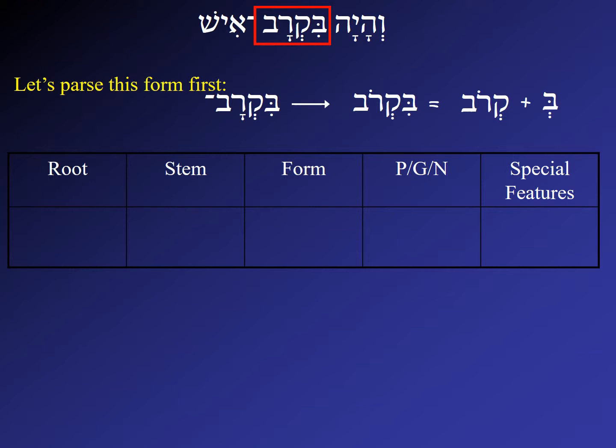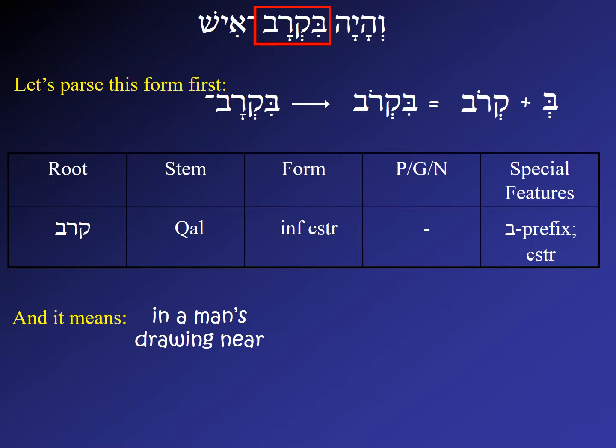So this now should look more familiar to us. This is the root karav, kal, infinitive construct, no person gender number, and it has a bet prefix, and it's in a construct with the following word ish. So this means in a man's drawing near, in the drawing near of a man, or more smoothly, when a man draws near.